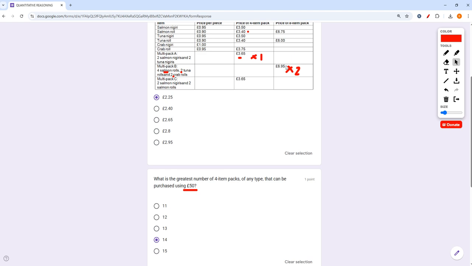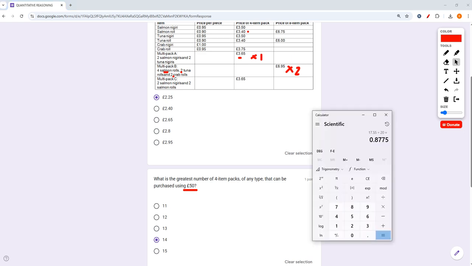So what did we do? Total value: 6.95 with 2 multi-pack Bs is 13.9, plus 3.65, so we get 17.55. And how many items were there altogether? 1 multi-pack B has 4 plus 2 plus 2, 8. There are 2 of them, 8 times 2 is 16, plus 2 plus 2, 4, 20. So we've got 17.55 divided by 20, 0.88.